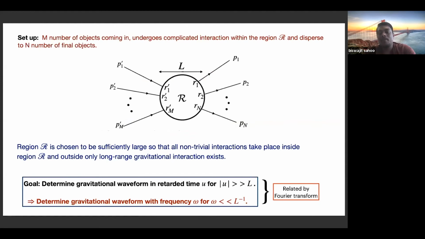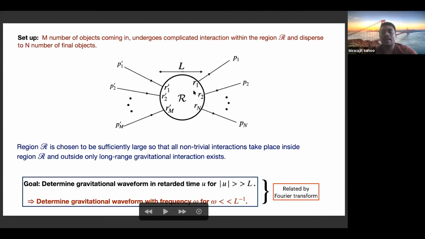Suppose this complicated interaction is happening in some finite region of space of size L. What we want to determine is the gravitational waveform with frequency omega, which is much smaller than L inverse. In a sense, the wavelength is greater than the length scale L. Or, if we do a Fourier transform, we want to determine the late time or early time gravitational waveform with time u, which is much greater than this length scale L. These two things are related by Fourier transform.